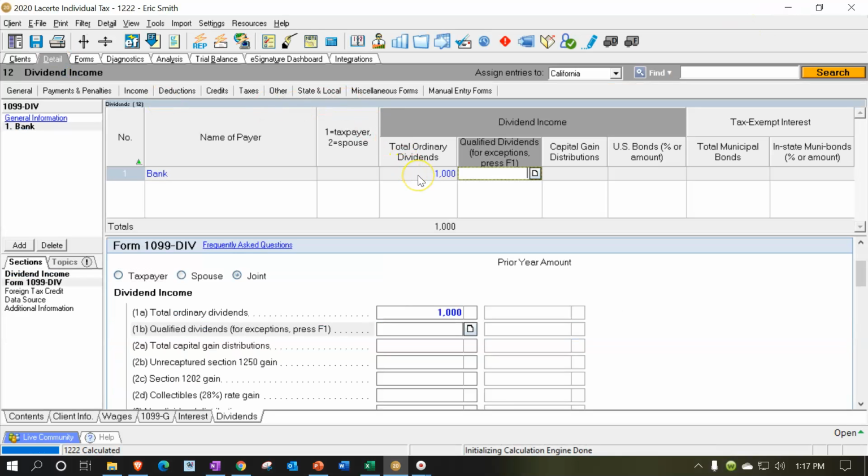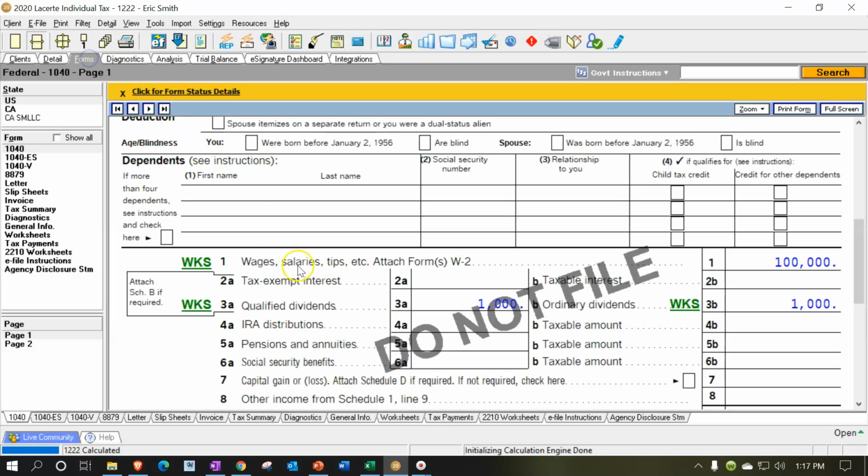I'd say 1,000 in ordinary dividends, and we've got 1,000 in the qualified. So that would be box 1A and box 1B down here. Let's see the impact there. If I go back to the forms, now we see this amount in 3A. So we see this amount here, 1,000 for the qualified dividends, and in 3B we also see the 1,000 here. And once again, we don't see the Schedule B because we're not over the 1,500.